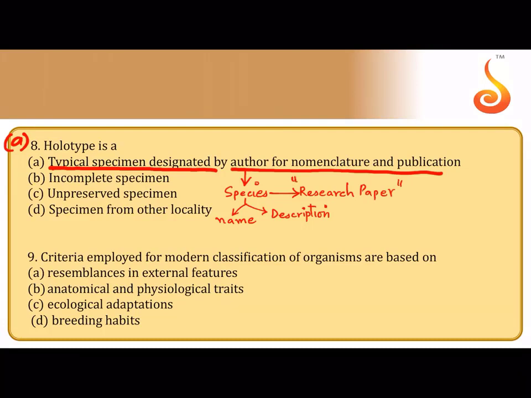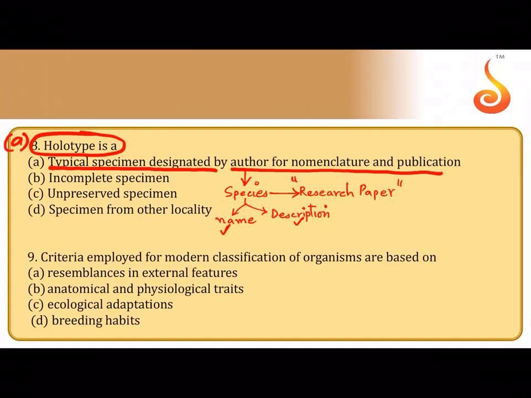Now suppose you go to him and ask, okay, I read your research paper. In your research paper, you had given a name to your species. You had described the species. Show me that animal. Say for example, he's an animal taxonomist. Then he will bring that specimen and he will show it to you. See, this is the specimen that I had named and this is the specimen that I have chosen as a descriptor. This suits the description of the species that I have described in my research paper. That particular specimen that is chosen by the author is referred to as a holotype.